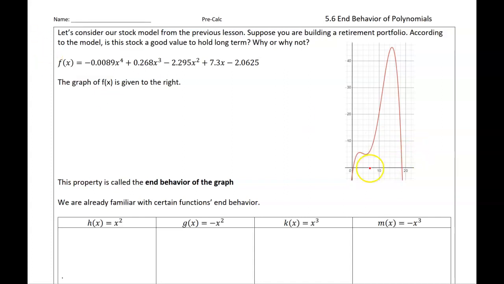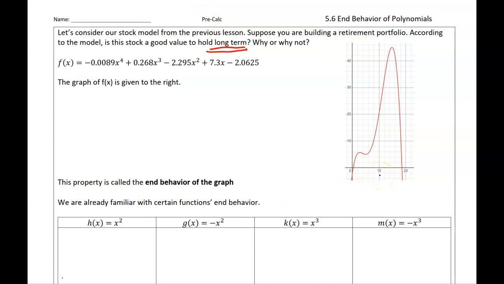In this lesson, we're going to study one last property of our polynomial function from the previous lesson. And in this question, we're going to consider the long-term behavior of the stock. So make sure you've read this question if you haven't already. And the key word here is long-term, right? So we're looking to retire. You're probably like 16, 17 right now. So we're looking at some years, right?